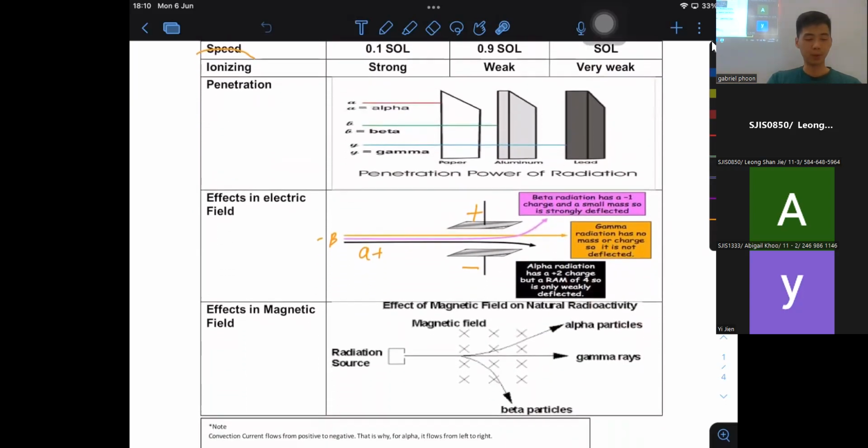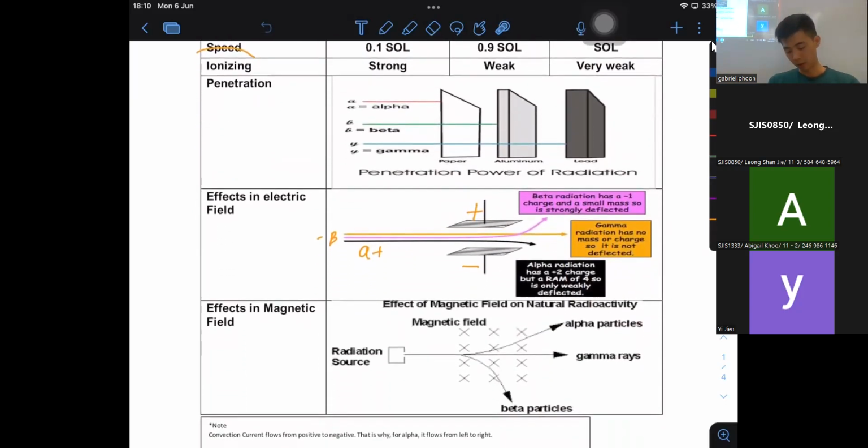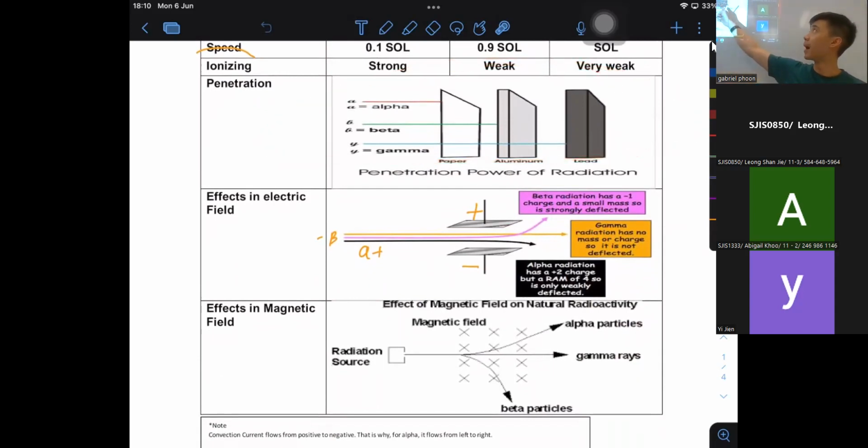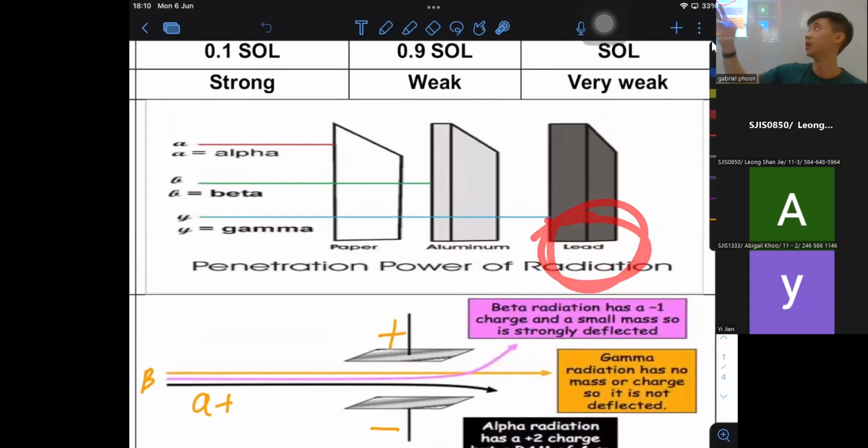Then the next part was the one that we discussed a little bit more. Penetration power-wise, always remember that gamma is going to penetrate through everything and will only be stopped by lead, guys. Lead is the only thing. So in your exam, as soon as you see the word penetration and the word lead, they are most likely trying to test your understanding of gamma rays.